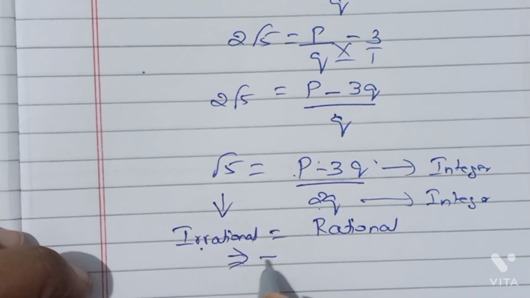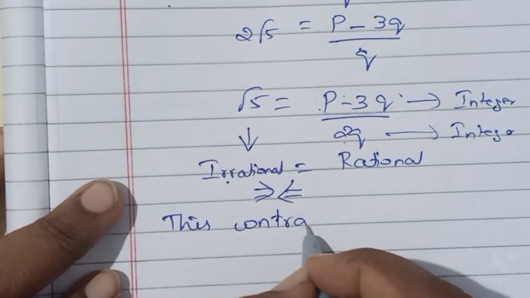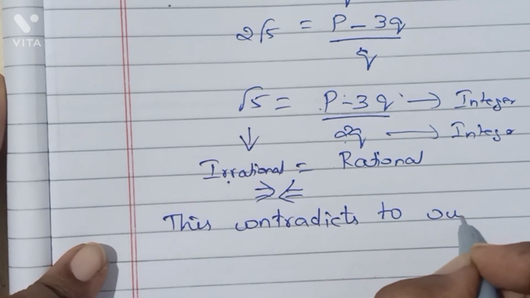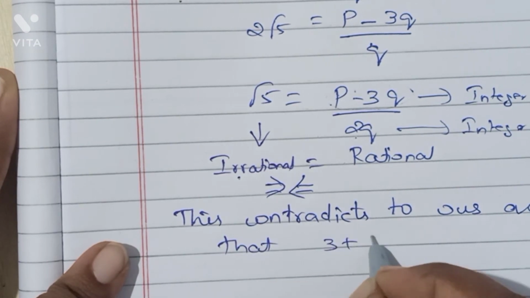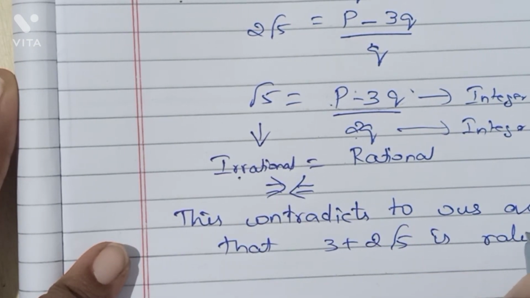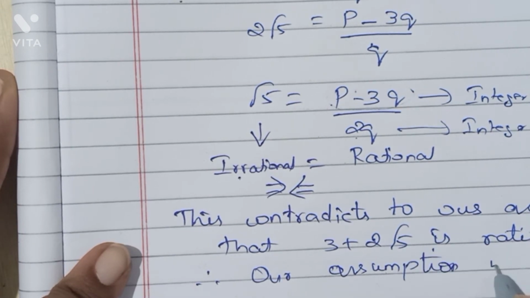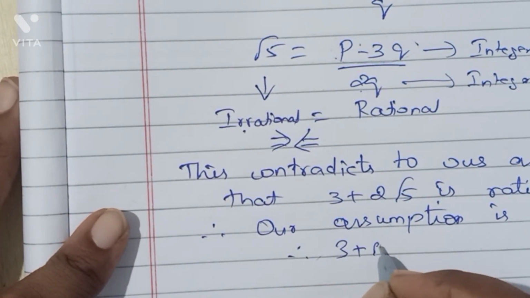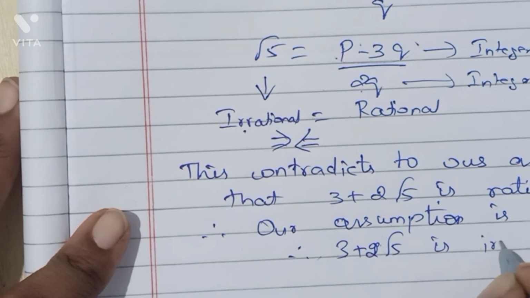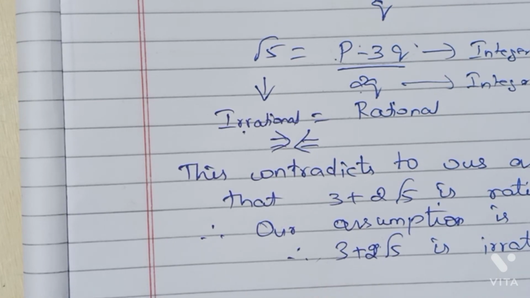This is a contradiction. Therefore, this contradicts our assumption that 3 plus 2 root 5 is rational. Therefore, our assumption is wrong. Therefore 3 plus 2 root 5 is an irrational number. So this is the answer for sum number 2.